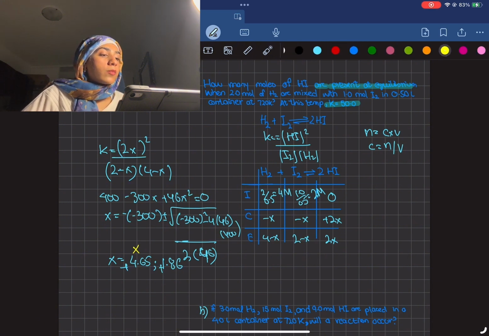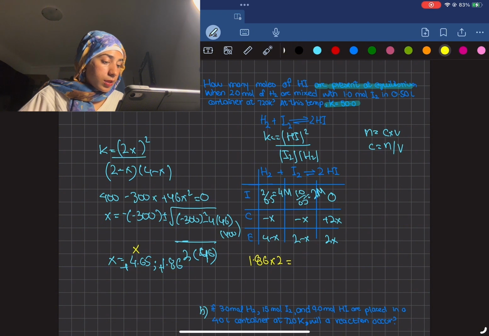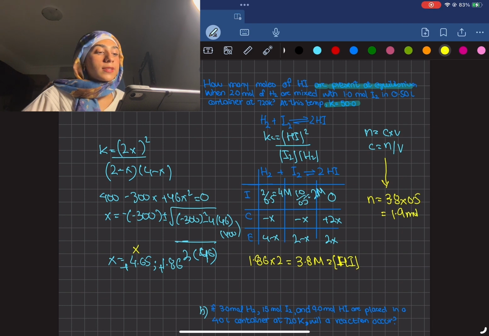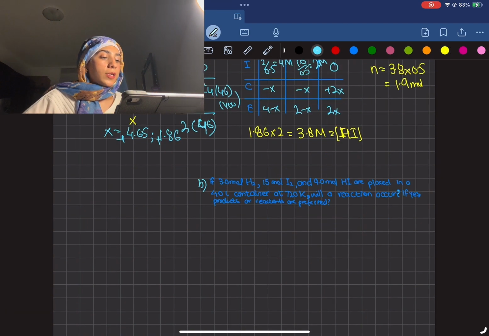The question was how many moles of HI are present. HI is 2x, and x is 1.86, so I'll multiply 1.86 by 2 to get my answer, which is 3.8 molar for HI concentration. But because this is concentration and it asked me to find the number of moles, I can use this formula, number of moles equals 3.8 times 0.5. This would give me 1.9 moles. Now we'll look at part B of this question.